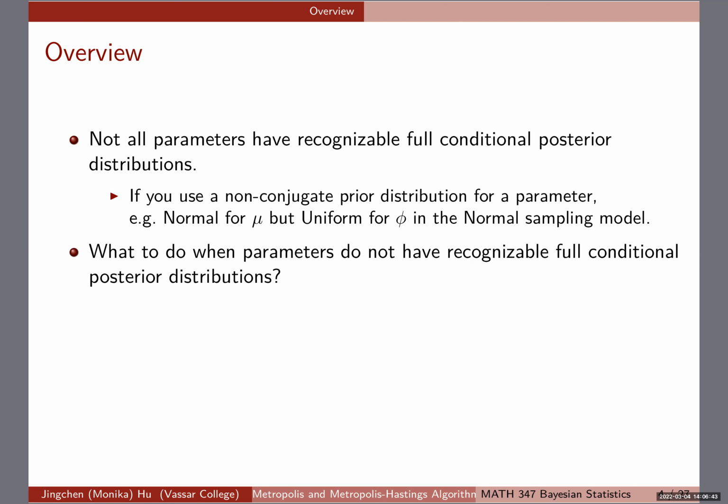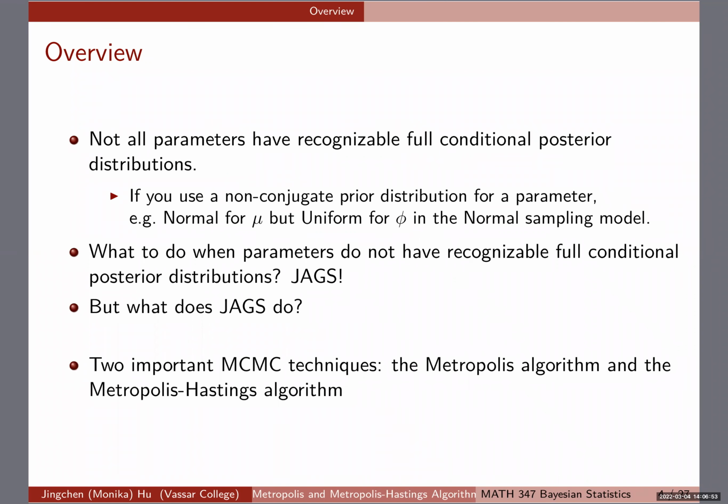When that happens, like I said, you're going to use JAGS. JAGS is going to do that for you. But if you're curious about what JAGS does when that happens, I just want to show you that JAGS, in addition to doing the regular Gibbs sampler that we talked about, also widely utilizes two other algorithms. The first one is called Metropolis. The other one is called Metropolis-Hastings.